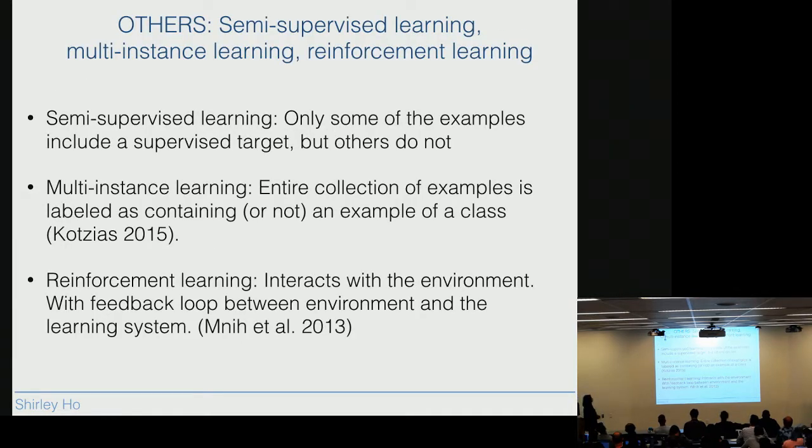There are other things like semi-supervised learning, where some examples include a supervised target, but others do not. Multi-instance learning: an entire collection of examples is labeled as containing or not containing an example of one class. Reinforcement learning is something quite new, which interacts with the environment with a feedback loop between the environment and the learning system.